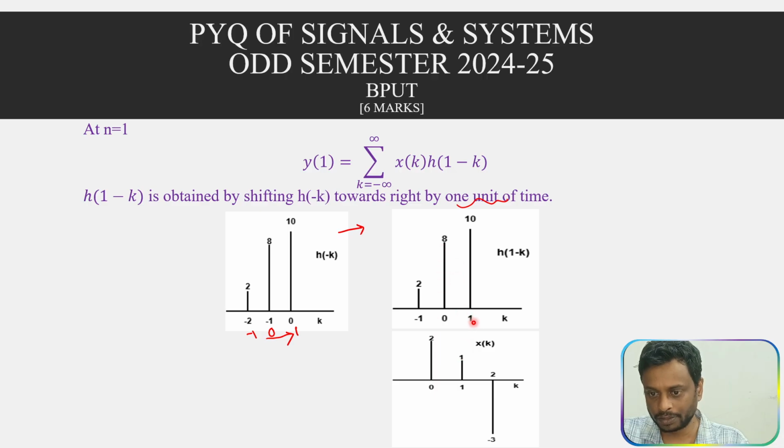And at 2 it is minus 3, but in this case the value at 2 is 0. Okay. That is, at 2 the value is 0. Okay. So there is no need to multiply this. So at minus 1, this value is 0. Okay.